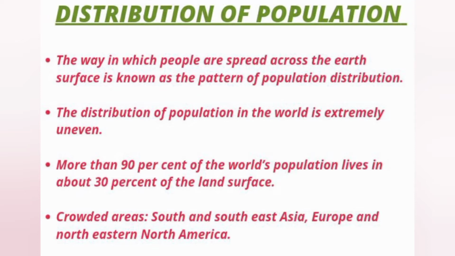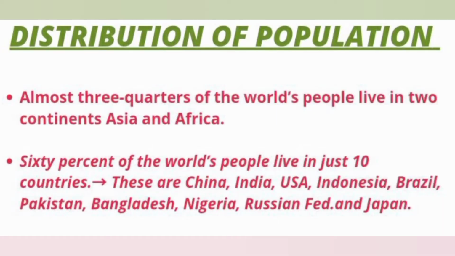Crowded areas include South and Southeast Asia, Europe, and Northeastern North America. Almost three-quarters of the world's population live in two continents, Asia and Africa. 60% of the world's population live in just 10 countries, and the countries are China, India, USA, Indonesia, Brazil, Pakistan, Bangladesh, Nigeria, Russian Federation, and Japan.